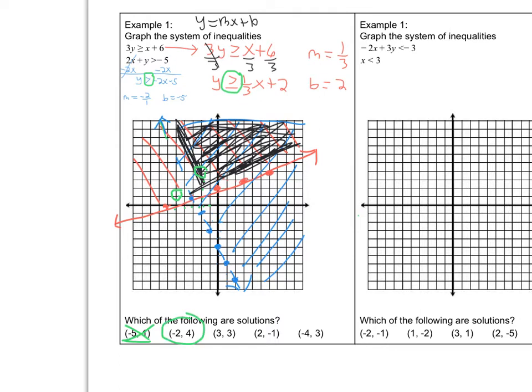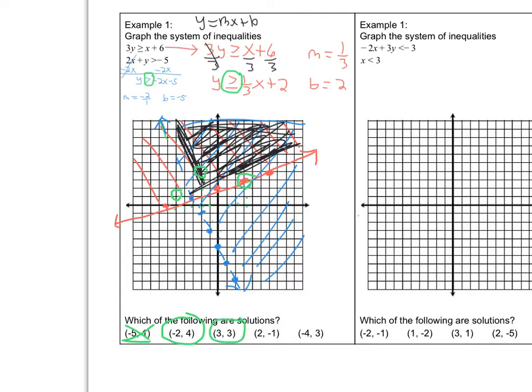And then 3, comma 3: 1, 2, 3, 1, 2, 3. Okay, this falls right on the line. So you ask yourself, is this a solid line or is it a dashed line? It is a solid line, so that means that it is a solution, because if it falls on this solid line, then it is a solution. Good.